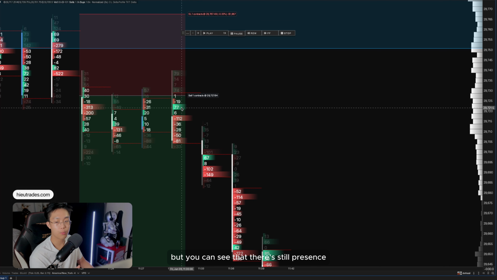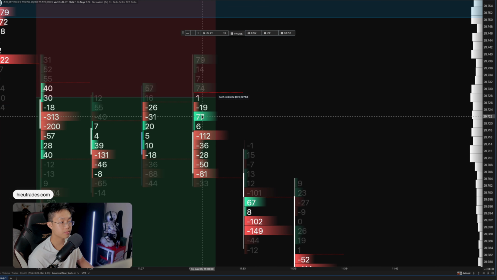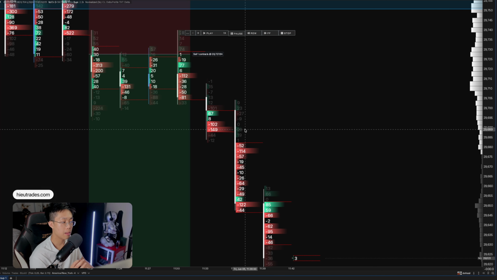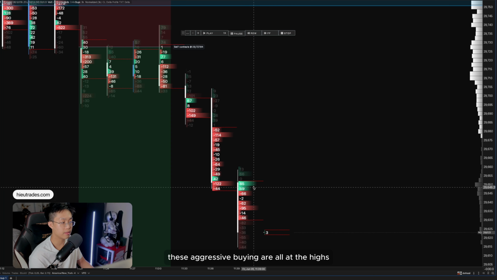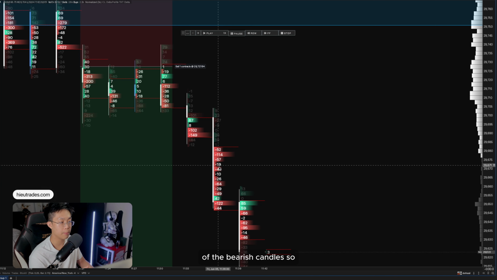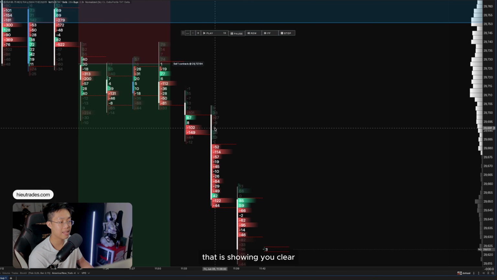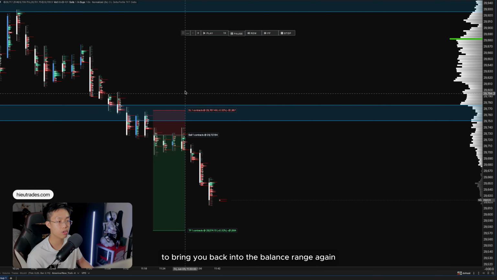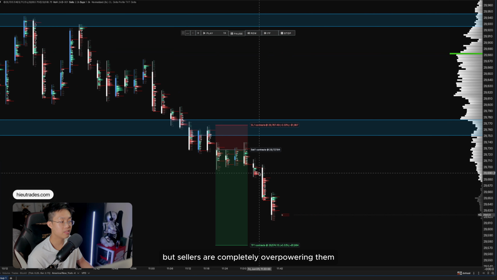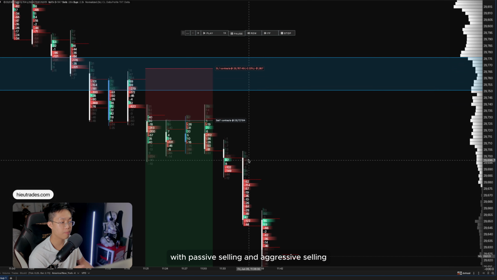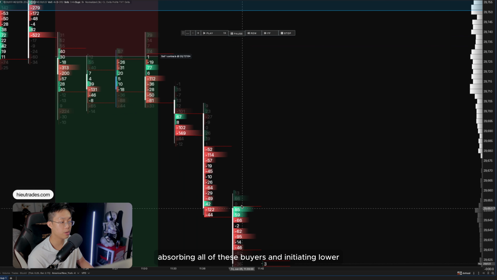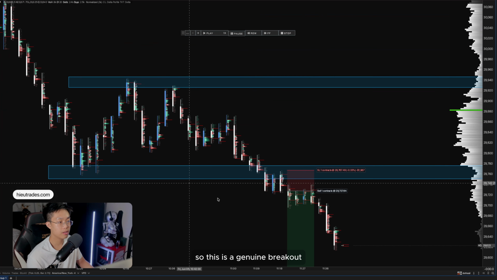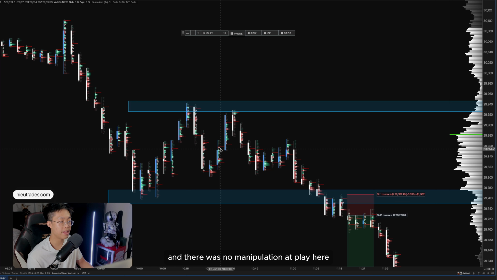But you can see that there's still presence of aggressive buyers here. Aggressive buying, aggressive buying, aggressive buying. They are still dominating all of these levels. But look at what they have in common. These aggressive selling are all at the highs of the bearish candles. So that is showing you clear signs of absorption of buyers. They are desperately attempting to bring you back into the balanced range again, but sellers are completely overpowering them with passive selling and aggressive selling, absorbing all of these buyers and initiating lower. So this is a genuine breakout, and there was no manipulation at play here.